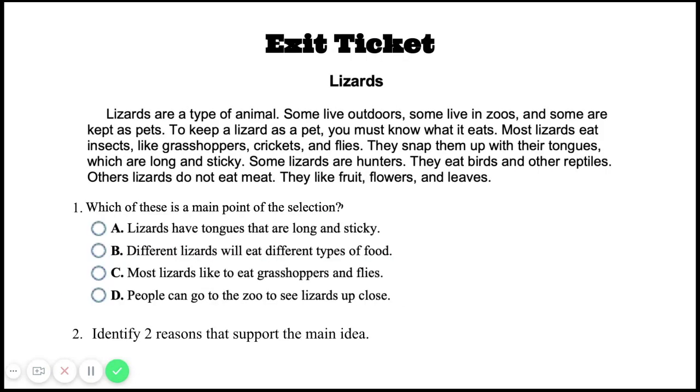On your screen right now is an exit ticket. This is a short passage about lizards that has the same two questions that we just practiced together. The first one says, which of these is a main point of the selection? And number 2 says, identify 2 reasons that support the main idea. You can read this passage on your own or with somebody at home and practice answering these 2 questions using what we learned.